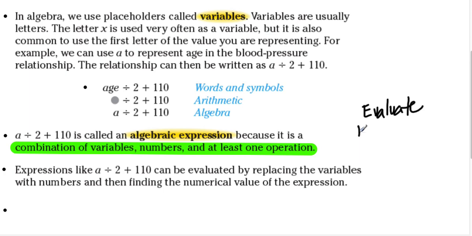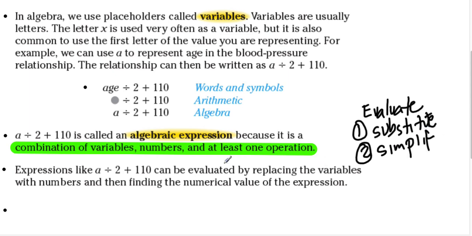So when you say evaluate, we're talking about two things. We can substitute. And the second step is simplify. So A divided by 2 plus 110 can be evaluated by replacing the variables with numbers and then finding the value of the expression.